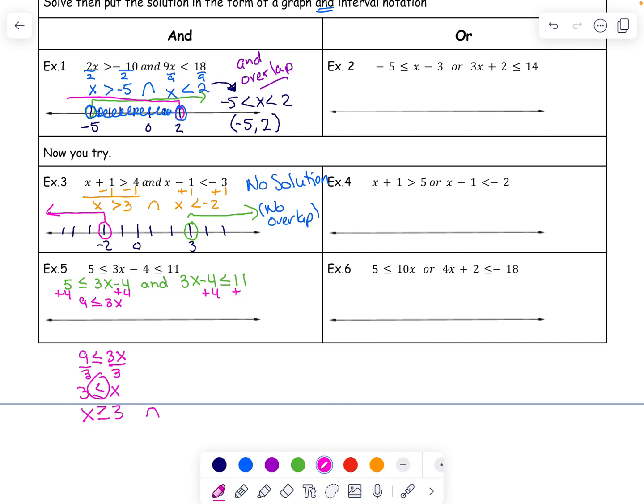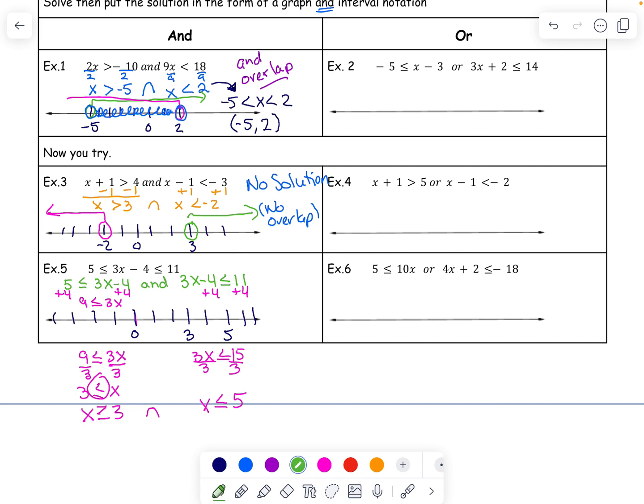So we would add 4, and we would get 3x, bringing it down here, is 15, divided by 3, and we're going to get x is less than or equal to 5. So we are going to be looking at 3 and 5. So let's take our numbers. So 0, and then 1, 2, 3, 4, 5.